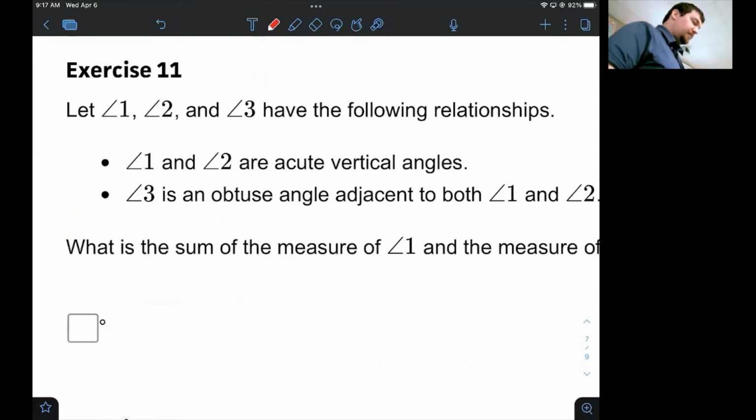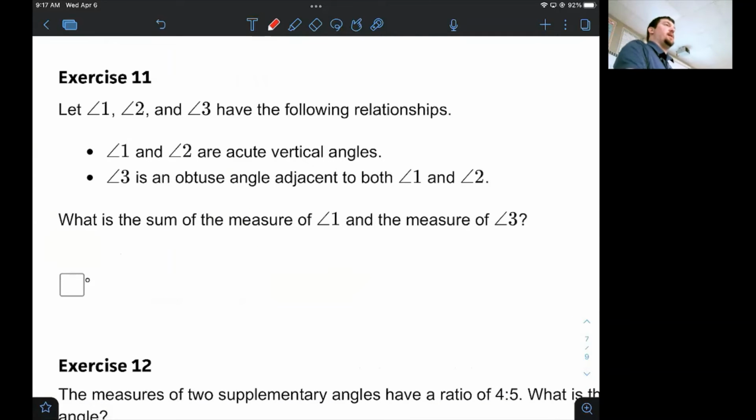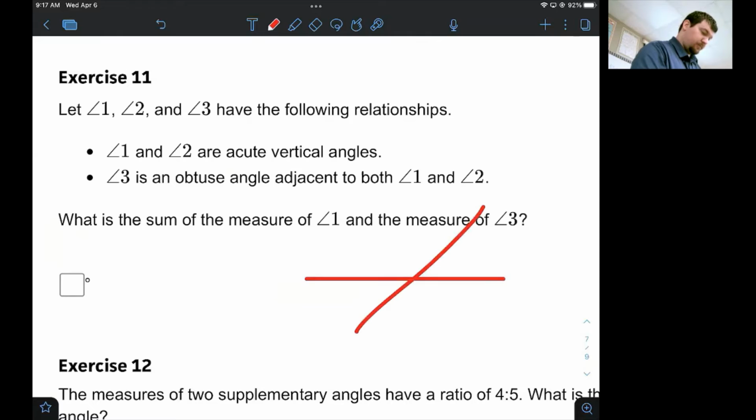Number 11 says, let angle 1, 2, and 3 have the following relationships. Angle 1 and 2 are acute vertical angles. I'm going to stop right there. The only way I can have vertical angles is if 2 lines cross. So I'm going to go ahead and just draw 2 lines intersecting. I could make them straighter if I were patient. Okay. There's 2 lines intersecting. They could look lots of different ways.